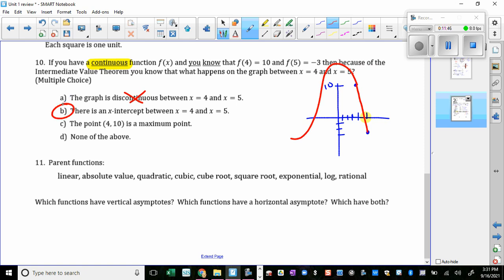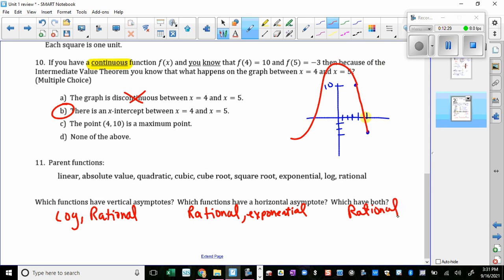All right, parent functions. So these are the parent functions that you practiced in class and we've been talking about for all this time. I gave you that cardstock. Which ones have vertical asymptotes? So your vertical asymptotes are going to be your log function and also your rational functions. Which ones have horizontal? Well, again, your rational functions, they have both. And horizontal asymptotes are also in your exponential. And which have both? Well, rational functions.